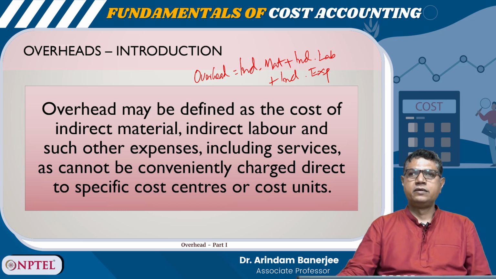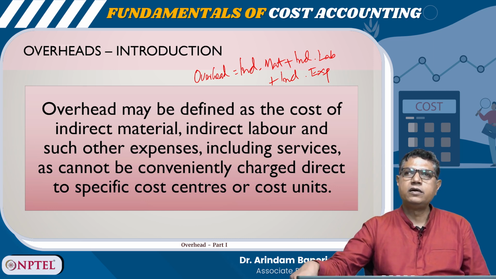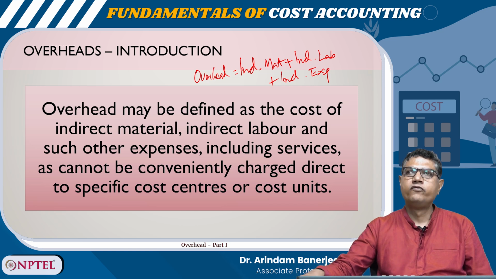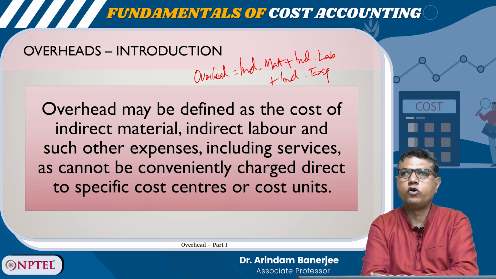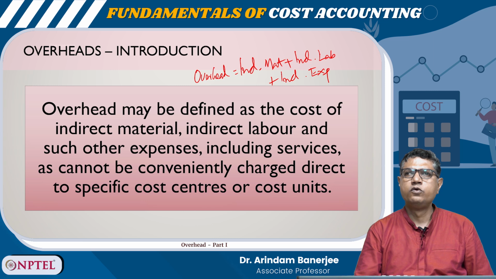Now, we will discuss how the overhead expenses can be allocated and apportioned among the different departments and different cost centers, right. Today, we will start with the basic definition. Overhead may be defined as the cost of indirect material, indirect labor and such other expenses including services as cannot be conveniently charged directly to specific cost centers or cost units.